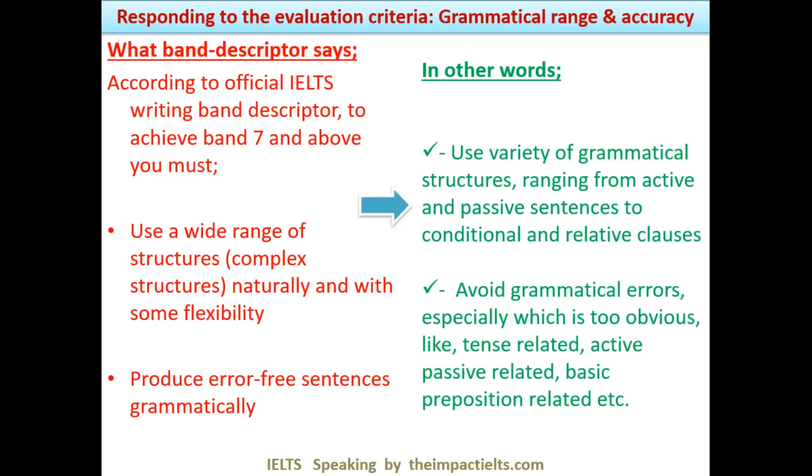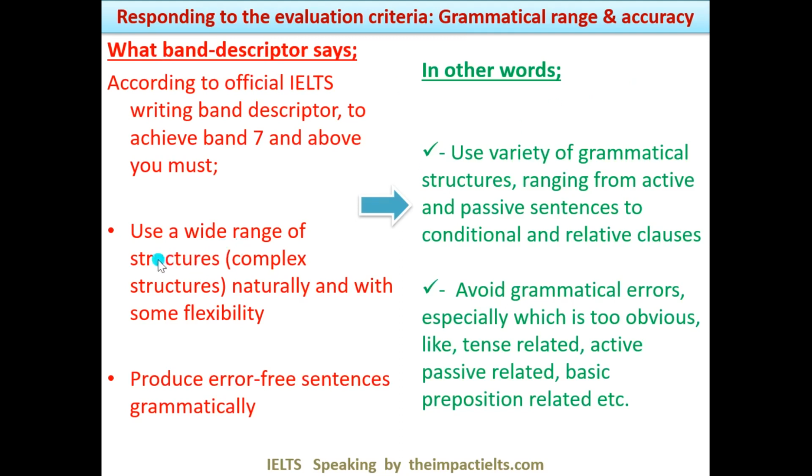In this particular video, I'm going to discuss the third criteria of evaluation, which is grammatical range and accuracy. In previous videos, we have discussed two other criteria. The first was fluency and coherence, and the second was lexical resource, and this is the third one. So as you know, the left side is the band descriptors part and the right side is the explaining part for you to simplify the meaning.